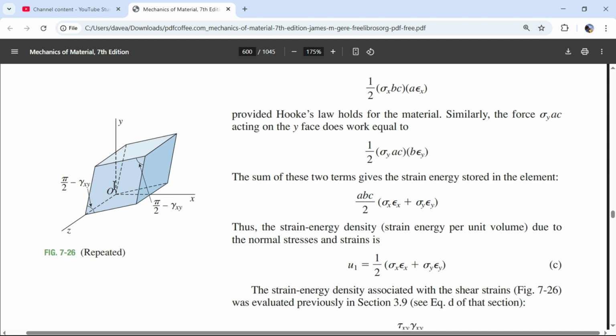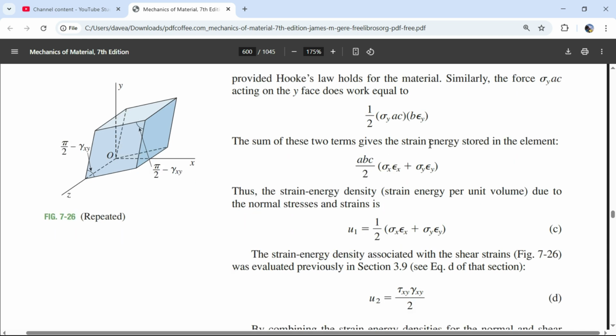Cool. So the area of this face times the stress on this face is the force. Max force divided by 2 is the average force on this face. Force times distance. This is the distance that force acts over. That's going to be the work in Newton meters. It's force times distance, a force times length. That's the units on that. The sum of these two terms.